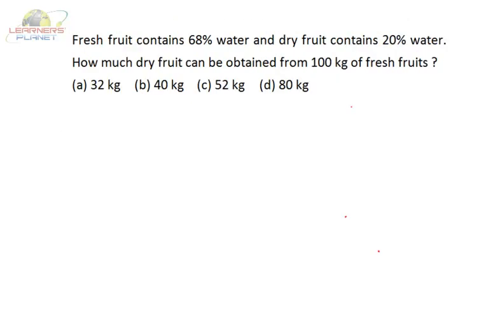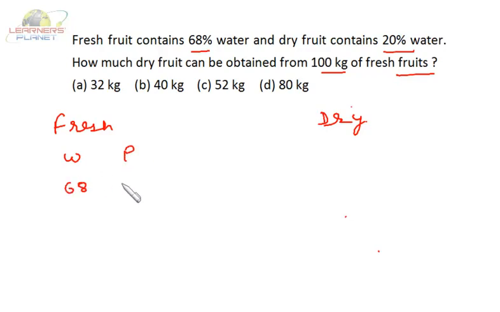Now friends, let's take this interesting question. Fresh fruit contains 68% water and dry fruit contains 20% water. Okay. How much dry fruits can be obtained from 100 kilogram of fresh fruits? Now friends, let's take fresh fruits and dry fruits. The ratio of water to pulp is 68% water is there. That means 32% pulp is there. Okay. Or we can say the ratio is 17 is to 4.